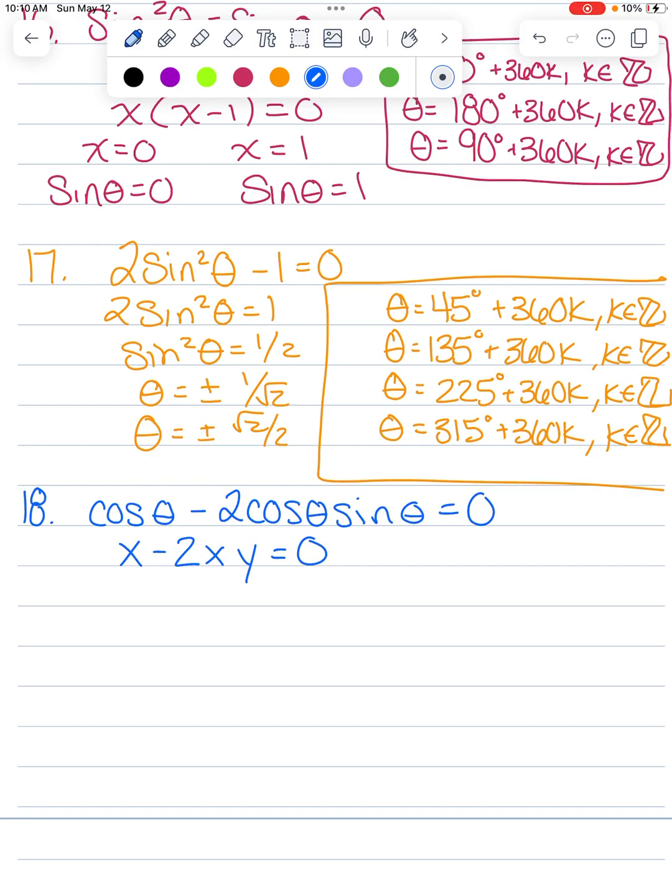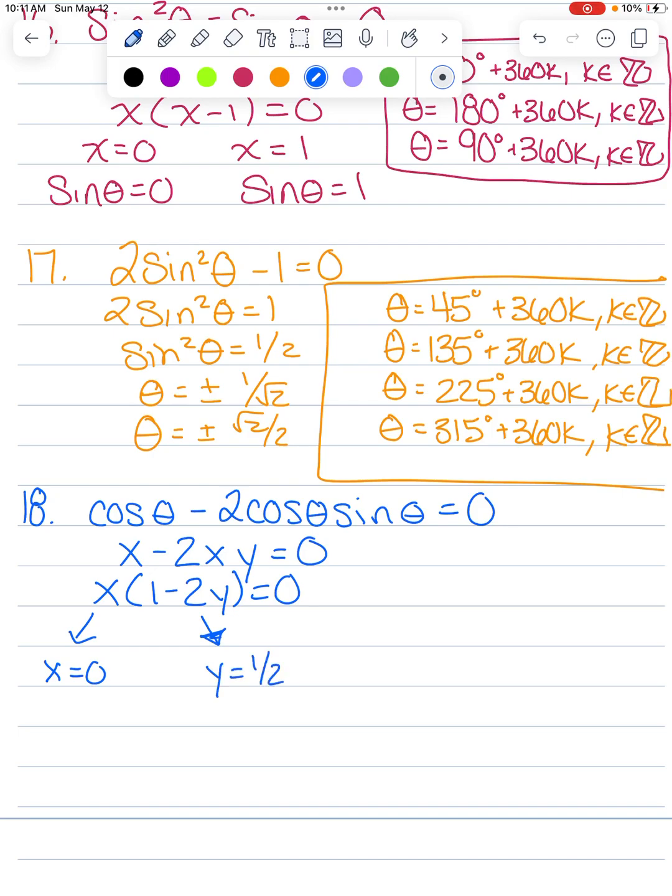So I've got something that looks like this: x minus 2xy equals 0. I'm going to factor out an x, leaving me with 1 minus 2y equals 0. Sweet. Remember, this only works when it's equal to 0, but it is equal to 0, so sweet. I know that was a little redundant, but it's okay. 1 minus 2y equals 0. Subtract 1, divide by negative 2, y is 1/2.